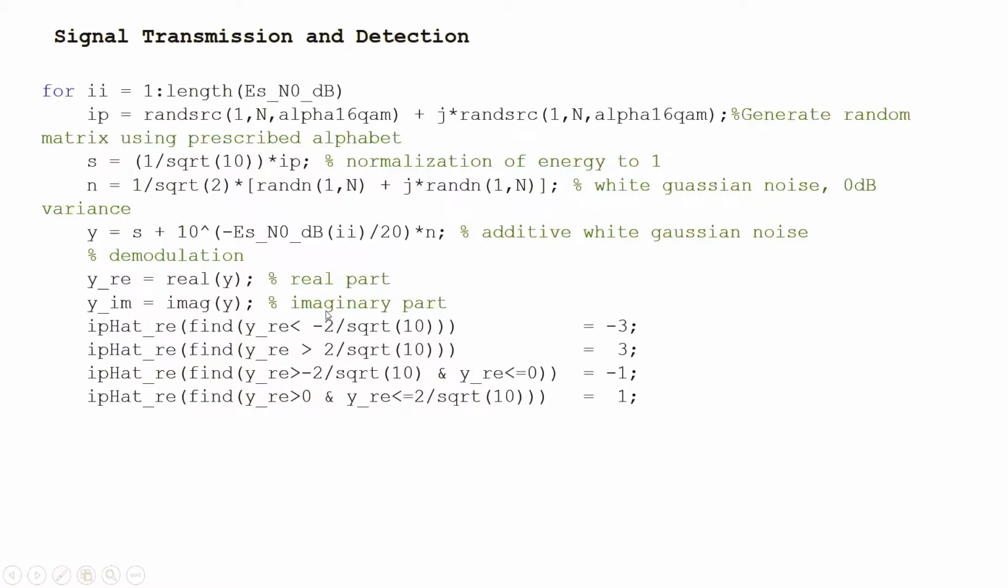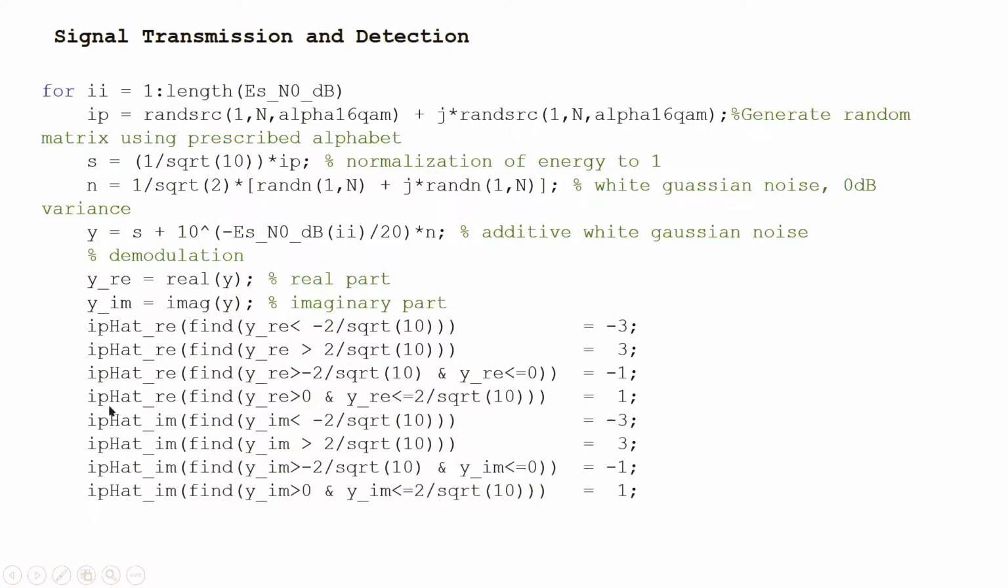So precisely, we are getting the values of the real part of the output which are less than -2, and we are comparing with the value equal to -3. So we are finding out those values, and this will give us the value against this alphabet -3. Similarly, we are calculating the values for alphabets 3, -1, and 1. A similar calculation is done for the imaginary part also.